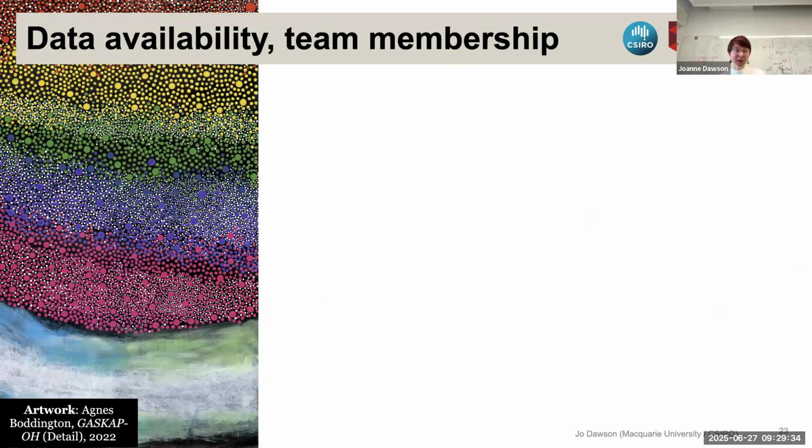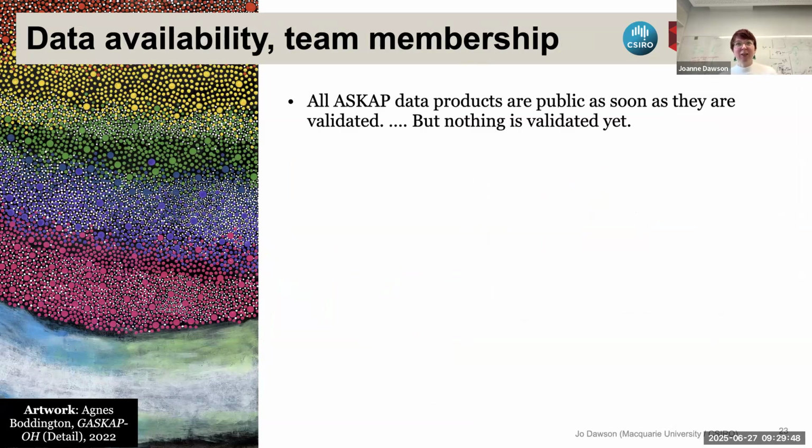So, data availability and team membership. I should say first up that we are an open collaboration. So if you want to get involved, you contact me or Shari Breen, the other PI, or both of us, and we usually let people in. So a little bit more about how ASKAP works.